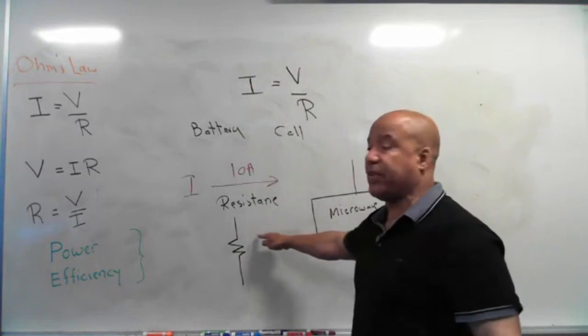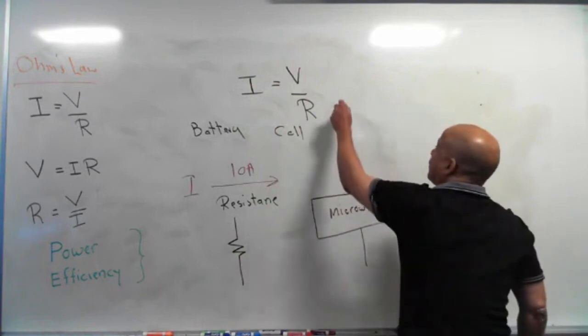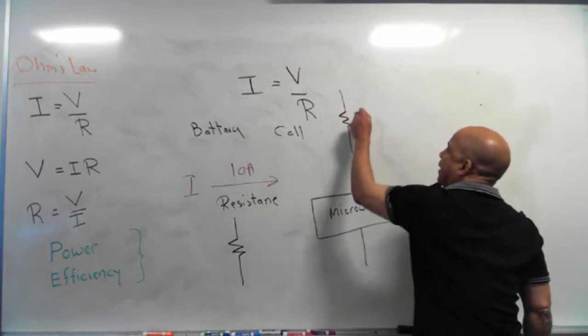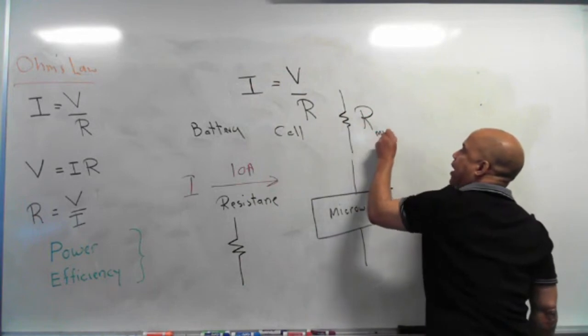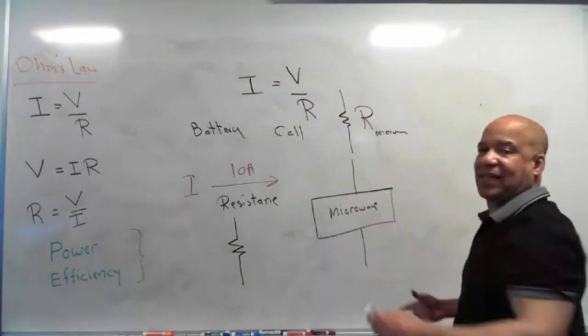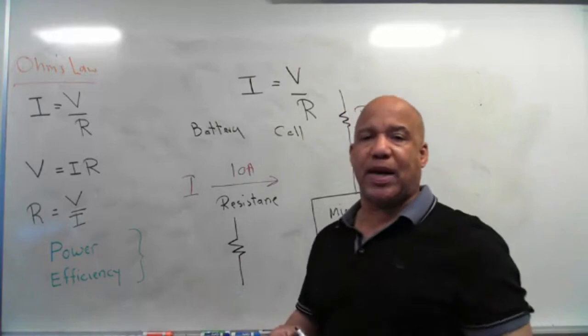Another way to do this is to show everything as a resistance. So I might have a resistor. I'm going to call this R and then microwave. So I can represent anything as a resistor. There's always a way to represent it.